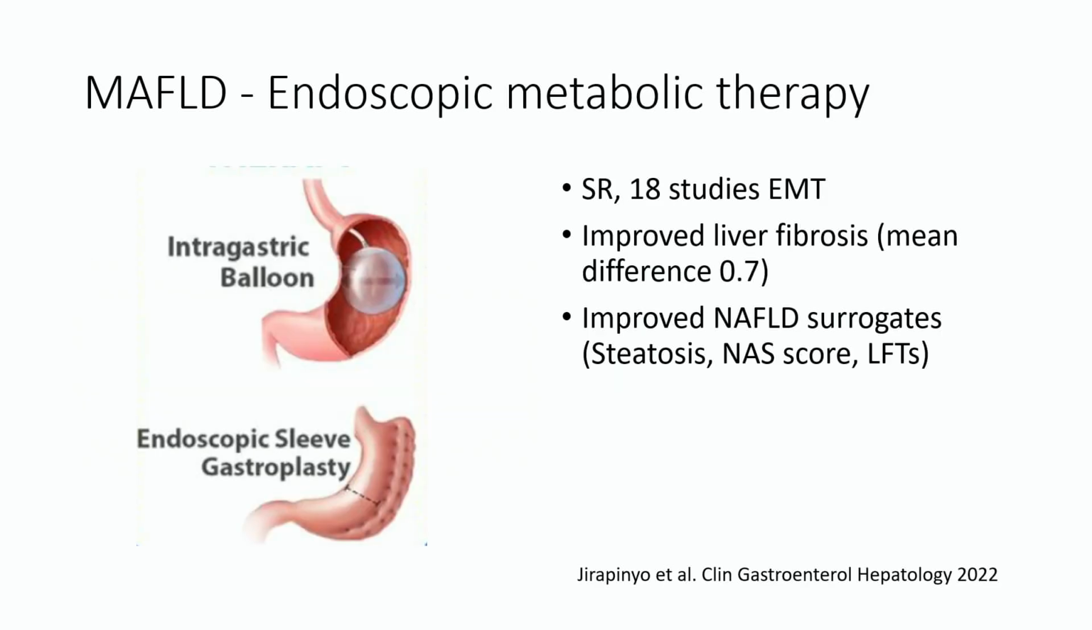What about endoscopic options? Well, we have a variety, and there are many more than I have a picture of on the left, but this systematic review looked at 18 studies and demonstrated that there was a mean difference of 0.7 in terms of liver fibrosis and definitely improvement in surrogates of fatty liver disease.